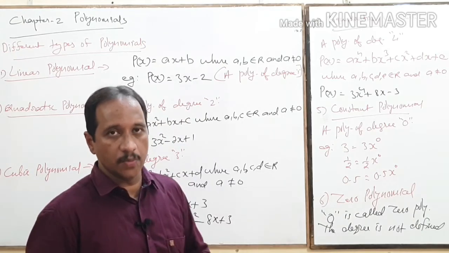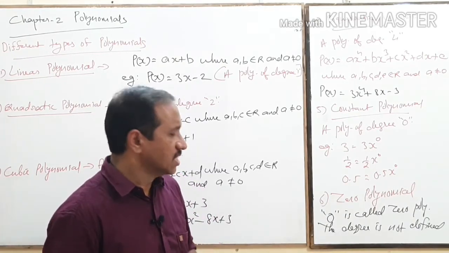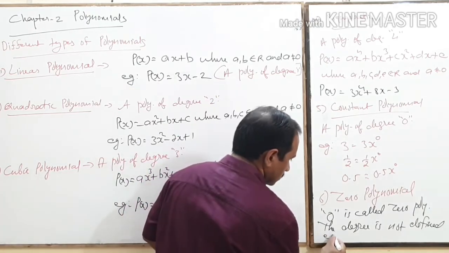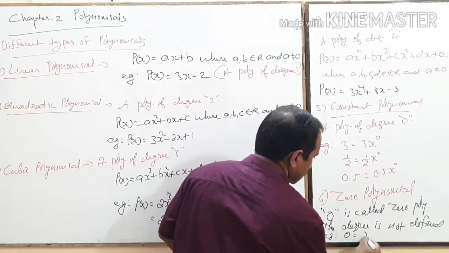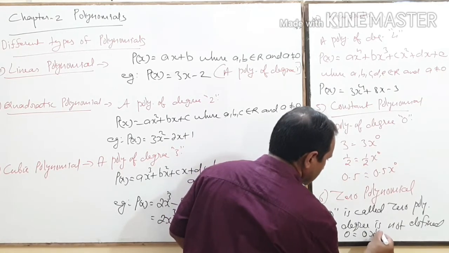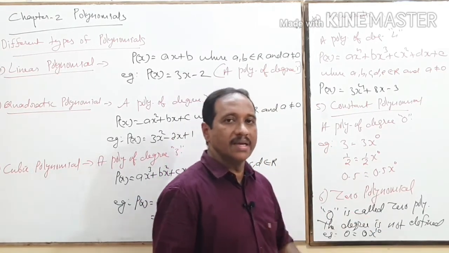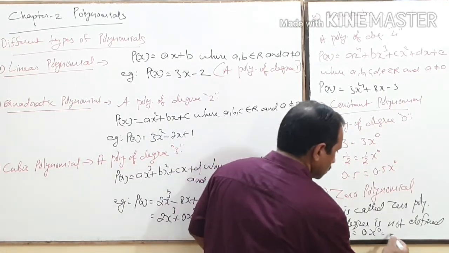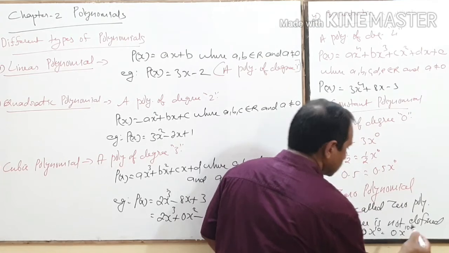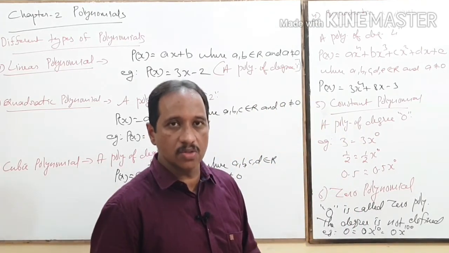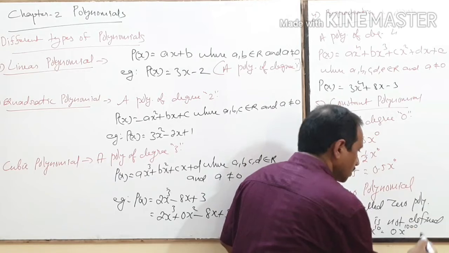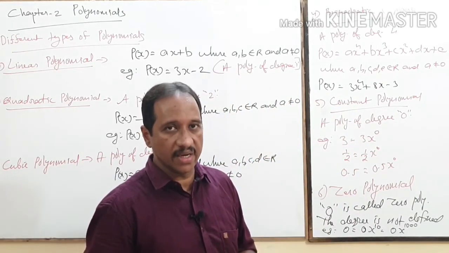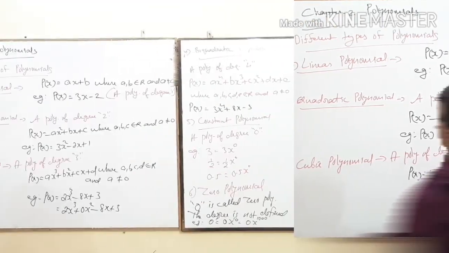The degree of the zero polynomial is not defined because 0 can be written with any degree. For example, 0 is equal to 0x raised to 10. 0 into anything is 0. 0x raised to 10 is 0. And it is equal to 0x raised to 1000. 0 into x raised to 1000 is also 0. So the degree of a zero polynomial is not defined, or it is infinity.